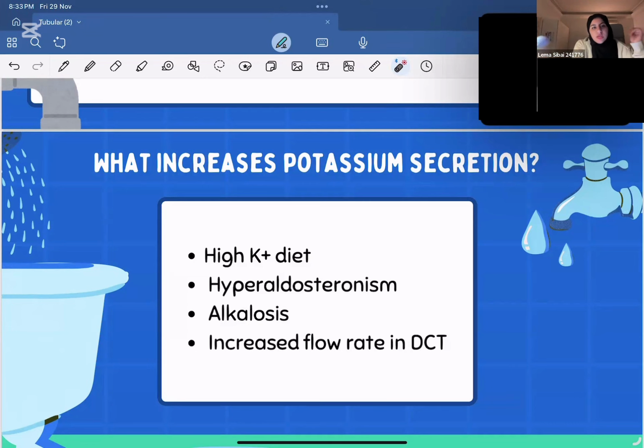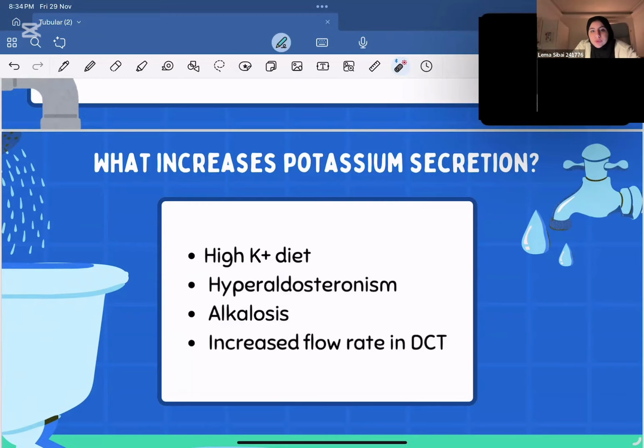Okay. So if you have a high diet, it's just kind of common sense. If you have a high diet of potassium, you're going to be filtering more potassium into the nephrons, and inevitably it's just going to be excreted more into the urine. So that's exactly why. If you have more potassium in your blood, it's going to be filtered more, and then it's going to be excreted into the urine more. Okay. Now, why would hyperaldosteronism increase potassium secretion?